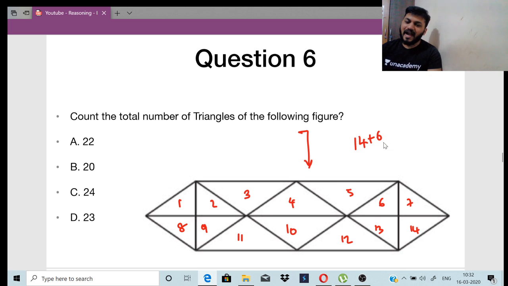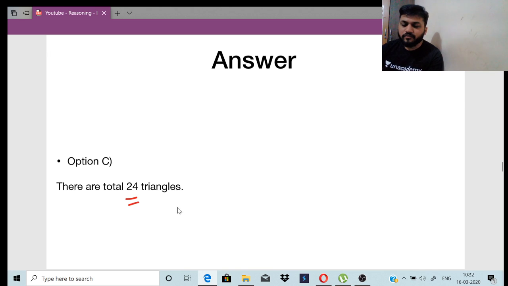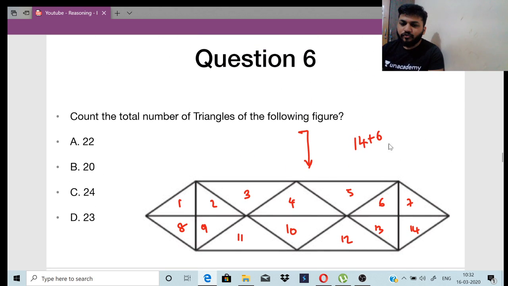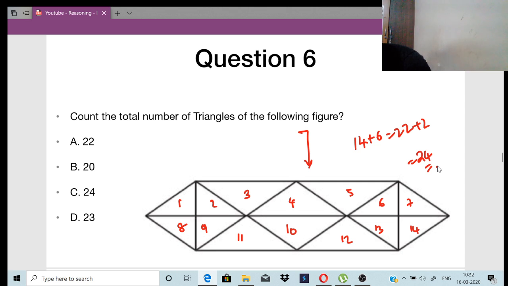अच्छा, मैंने 14 और 6 ऐड कर दिया तो आप लोगों को लगा 22 है, राइट? Is it true? It is 24, there are option C, right. 14 plus 6 is 22, but there are 2 big triangles. How can you miss it, right? Two big triangles are there, okay, adding that it will be 24. 26 आ रहा है? 26 नहीं आएगा बाबा, okay, it is 24, so this is right.